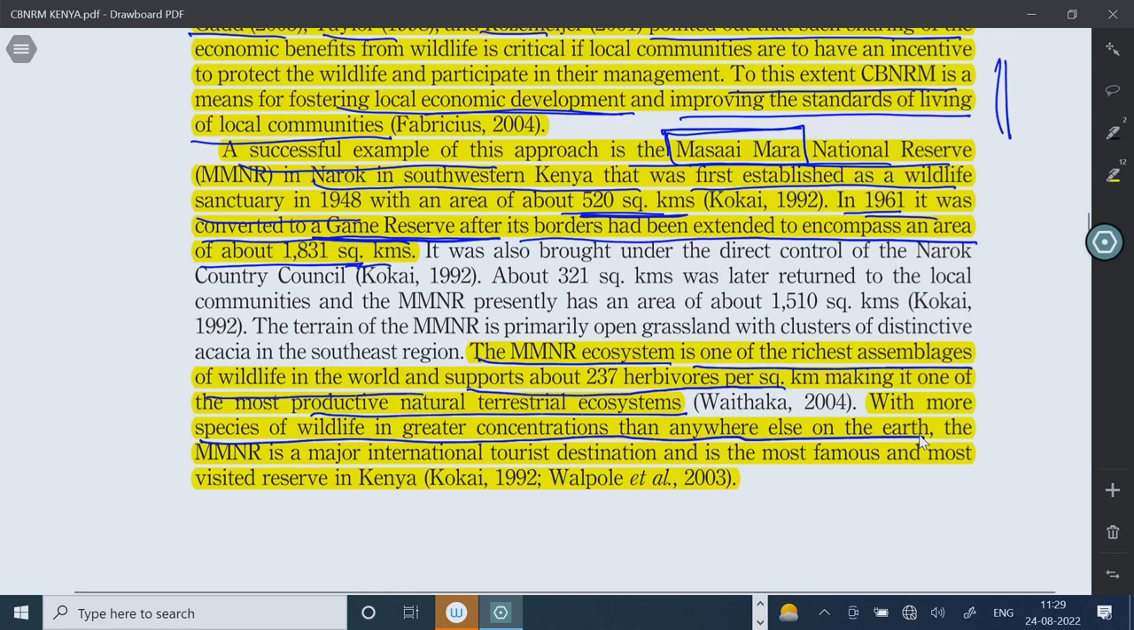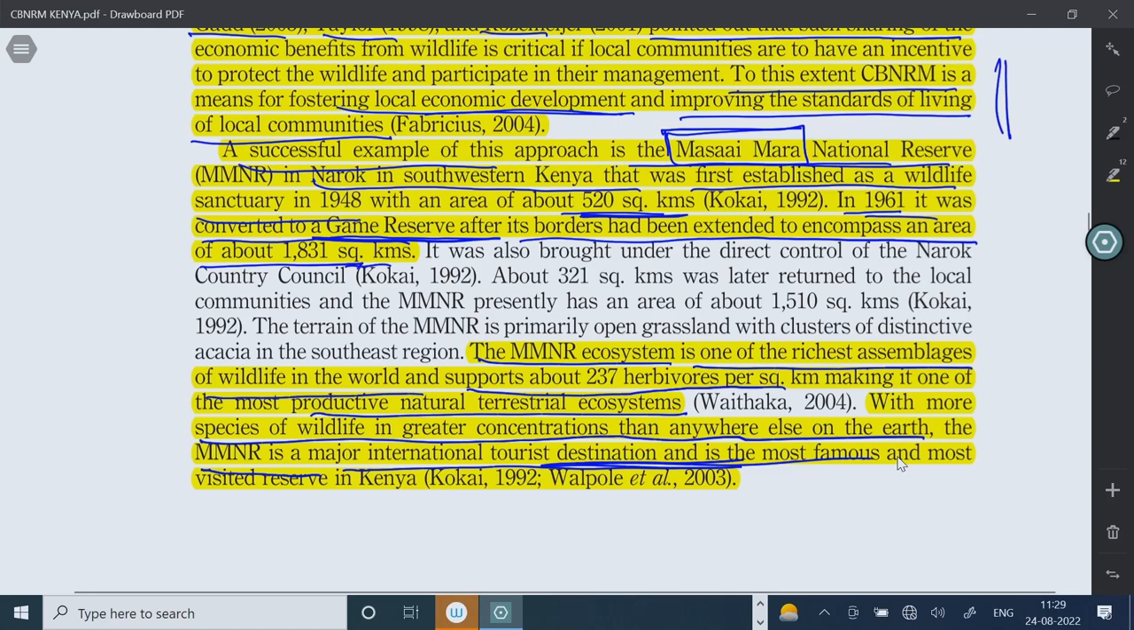Masai Mara is a burning example in front of our eyes that if community-based natural resource management is implemented in an appropriate manner, there is a win-win solution. People are happy, government is also happy, everything goes smoothly, while animals are happy, so flora, fauna, everything is in place. So, the Masai Mara National Reserve is a major international tourist destination today. As I said, one of the famous and most visited places in Kenya.